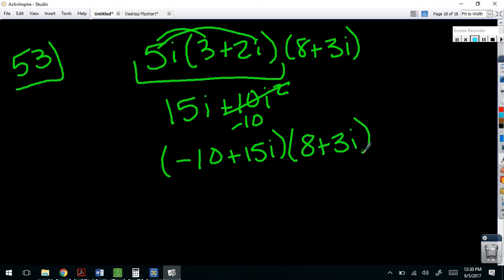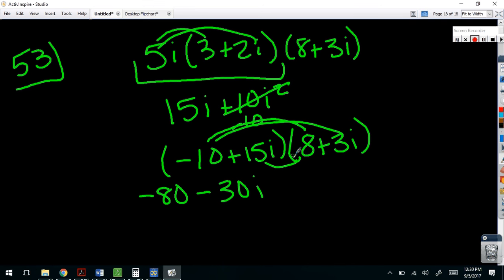All right, let's multiply out. Negative 10 times 8. Negative 10 times 3i. 15i times 8.